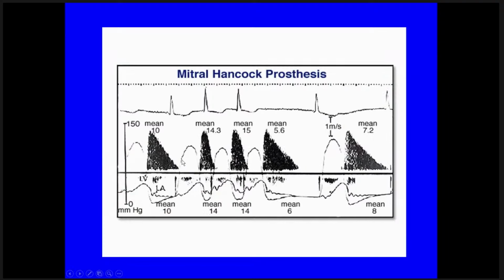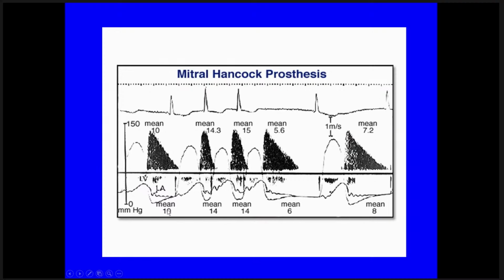That's an example from a patient who has atrial fibrillation, showing you a comparison between the left atrial and left ventricular pressure gradients and the gradients obtained by Doppler across the prosthetic mitral valve.